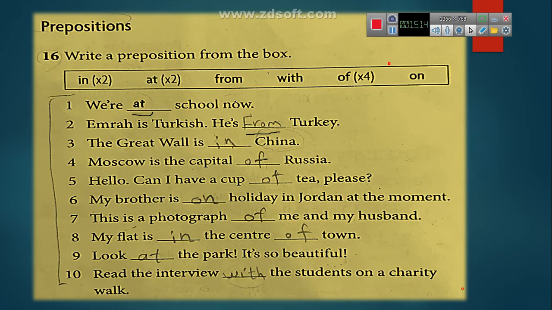As well, it expresses movement. For example, when we say he moved from Baghdad to Maysan, or it expresses the origin. Where did you come from? I come from Maysan. Okay.